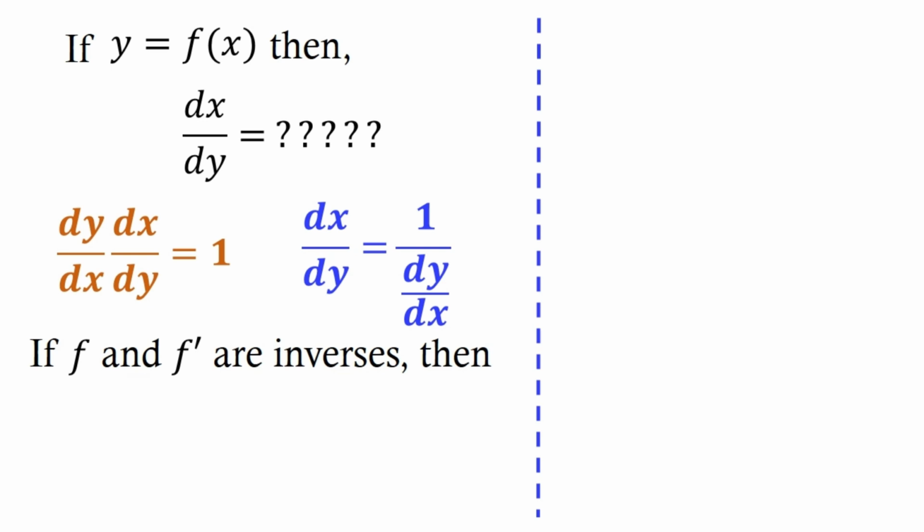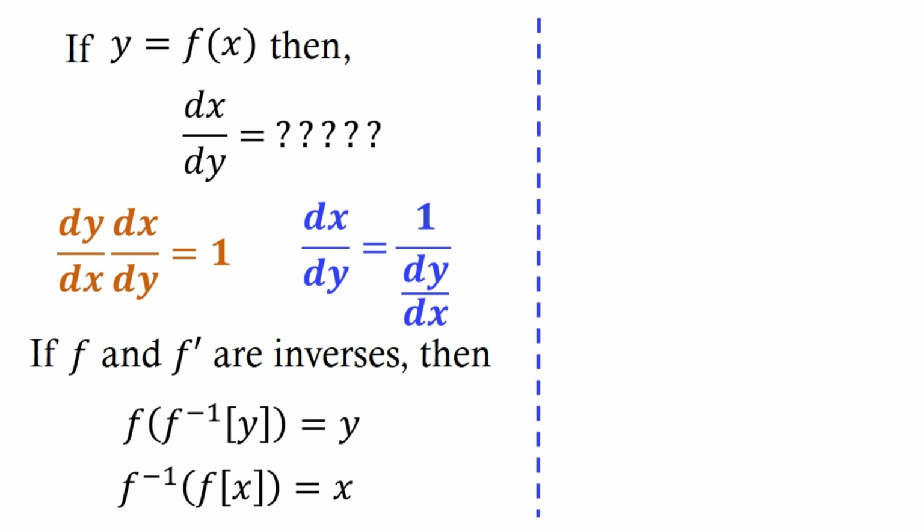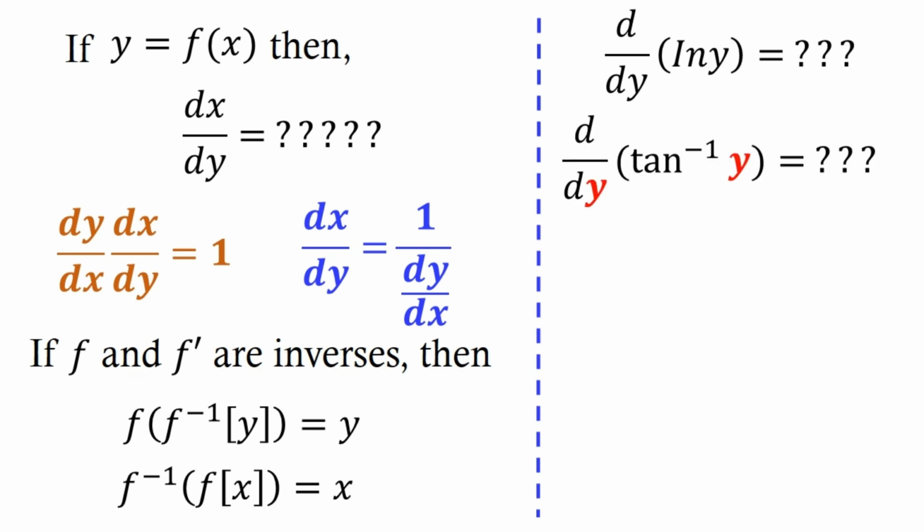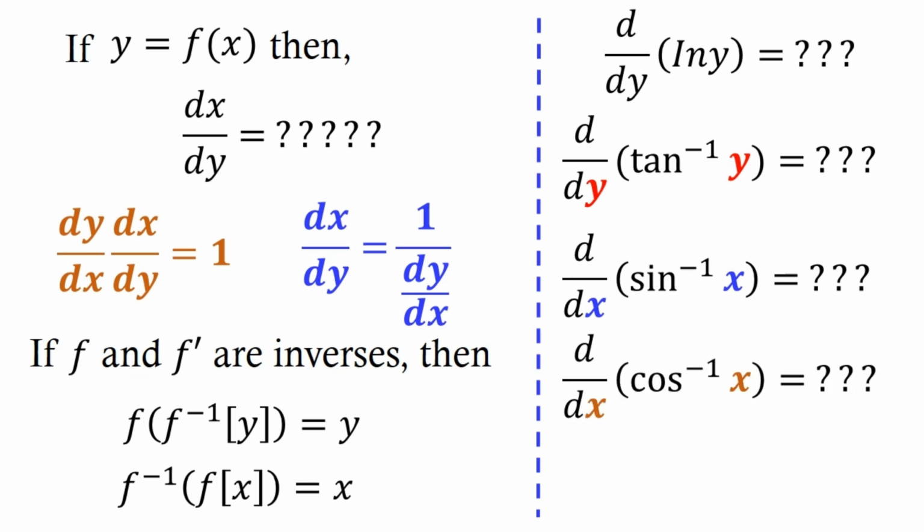So what we're going to do now is this. This will help us to find d/dy of ln y, which we don't know. Even d/dy of tan inverse of y. In fact, d/dx of sine inverse of x, d/dx of cos inverse of x, even d/dx of x^(1/3). We are going to find all the 5 now. So let's proceed. Let's go ahead now.